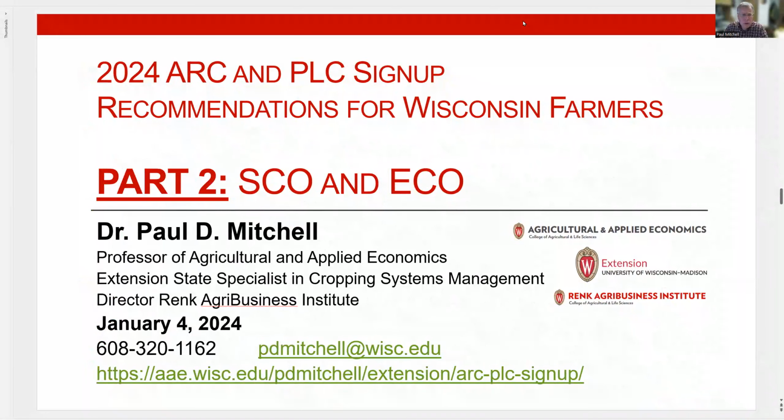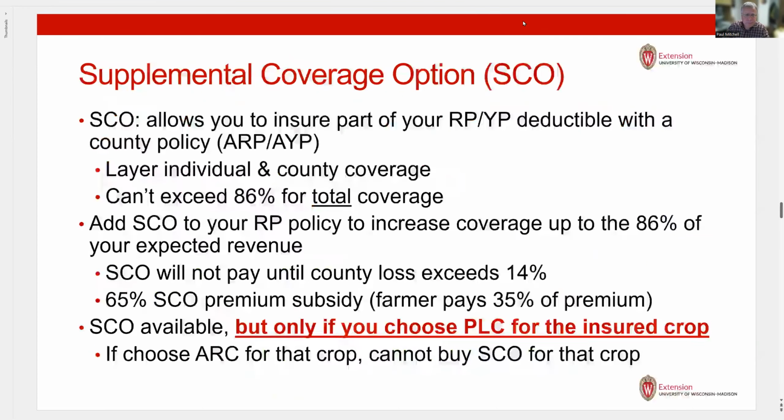This is part 2 of the 2024 ARC PLC sign-up recommendations for Wisconsin farmers. This is going to describe SCO and ECO.